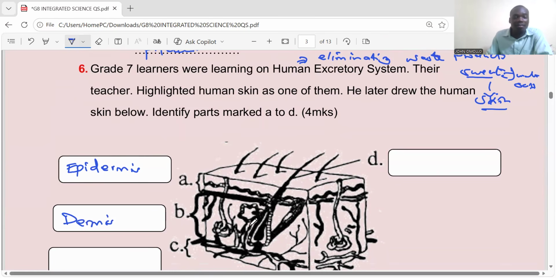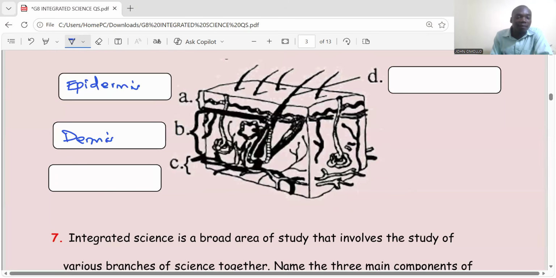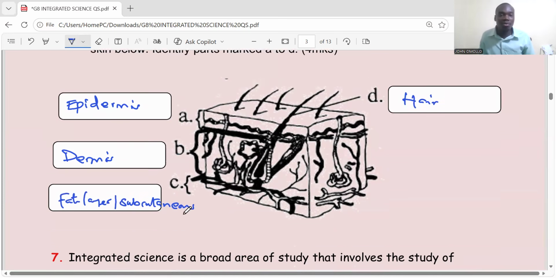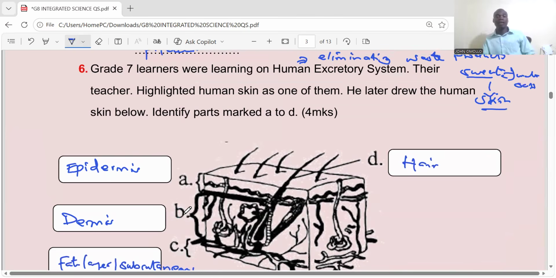And then part marked C is the fat layer. We call it the fat layer, or it can be called the subcutaneous layer. And the part marked D is the hair. Oh, that was the question. They're just identifying the parts. Amazing. So those are just the 4 marks. 4 marks for free, just identifying the parts.